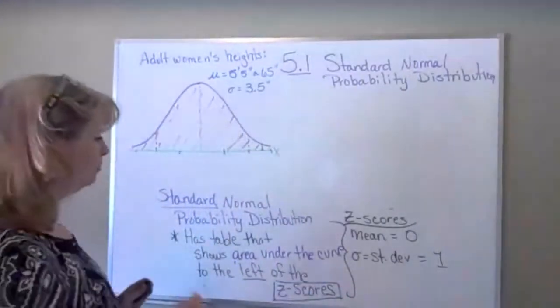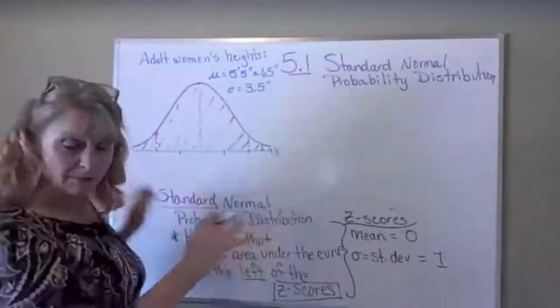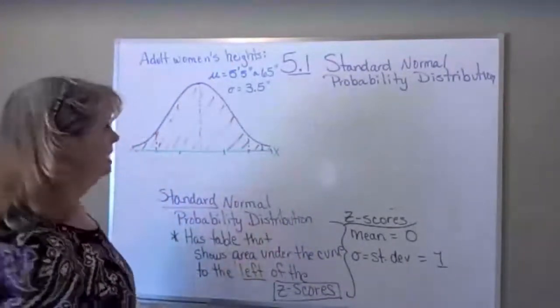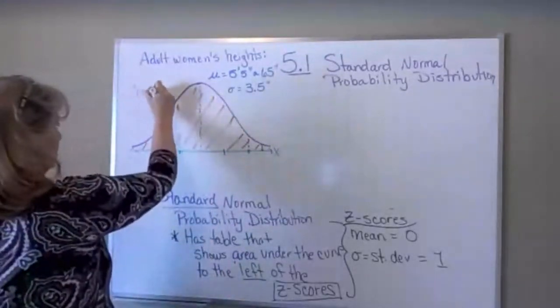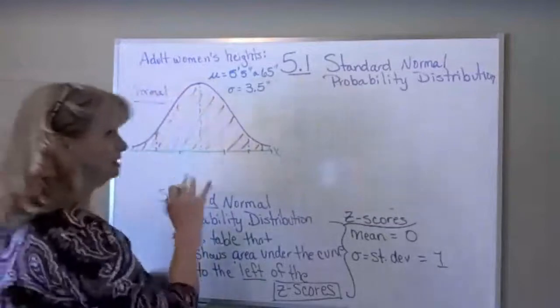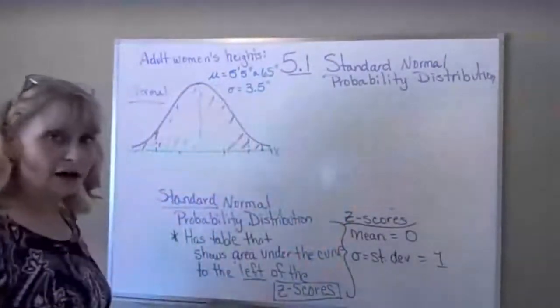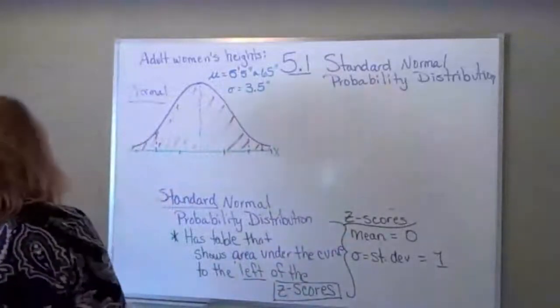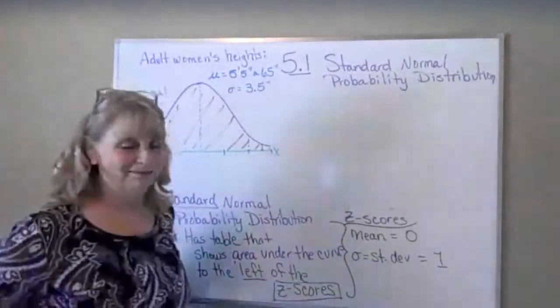Okay, now what we're going to do is come back and look at this bell-shaped distribution, and this is just the normal, and then we're going to change it to the standard normal probability distribution. Now, I looked up a particular example. I've used this example many times before, but I've never actually looked it up.